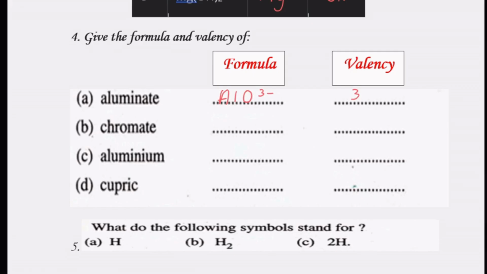Chromate, CrO2 minus. So for valency, you don't have to show the sign. If you put it, it's okay, but you'll just write the number. Aluminium, Al3 plus, valency is 3. Cupric, Cu2 plus, and valency is 2. Okay, this is how we write the formula and valency of aluminate, chromate, aluminum and cupric.